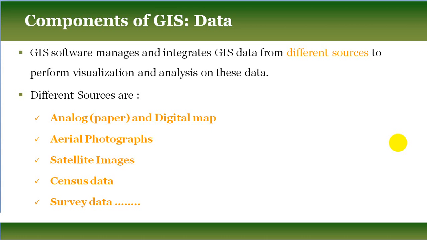And lastly, although I did not mention it, nowadays the internet is a source of geographical data. Different types of geographical data are available on the internet, either free or you can buy them directly from the internet. So these are the different types of GIS data sources.